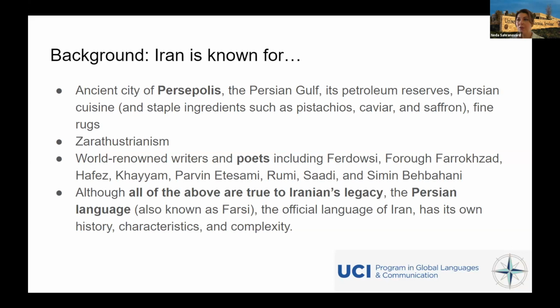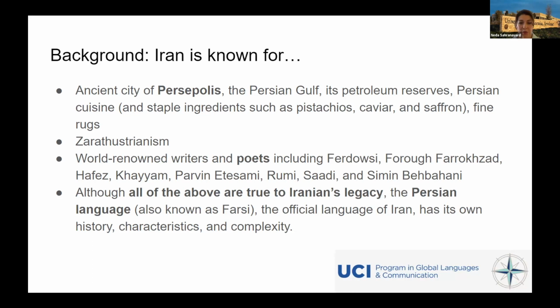Iran is famous for the ancient city of Persepolis, the Persian Gulf, its petroleum reserves, Persian cuisine, and other ingredients such as pistachios, caviar, and saffron, and also fine rocks. Also, Iran is famous for Zoroastrianism, and also its world-renowned writers and poets, including Ferdowsi, Forough Farrokhzad, Hafiz, Khayyam, Parvin Etesami, Rumi, Sadi, and Simin Behbahani, among others.